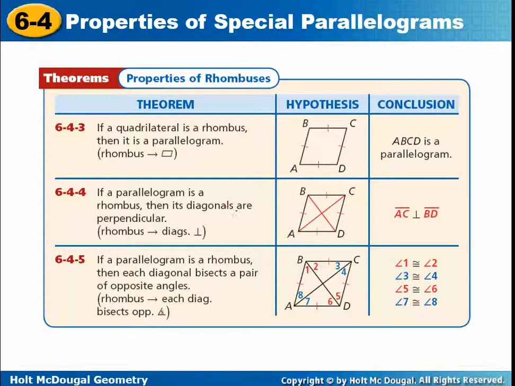If a parallelogram is a rhombus, then its diagonals are perpendicular. Only true in a rhombus, that the diagonals will be at right angles to each other. If a parallelogram is a rhombus, then each diagonal bisects a pair of opposite angles. This is also important. That means that angle 1 is congruent to angle 2, and angle 3 is congruent to angle 4. Every one of these angles has been bisected.